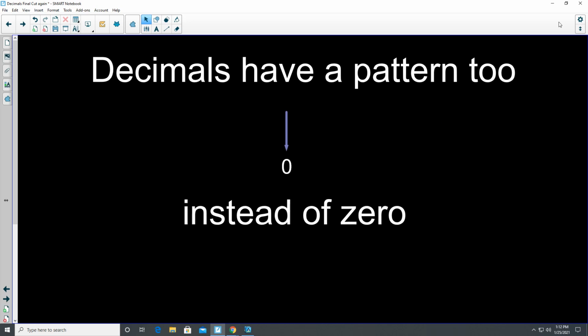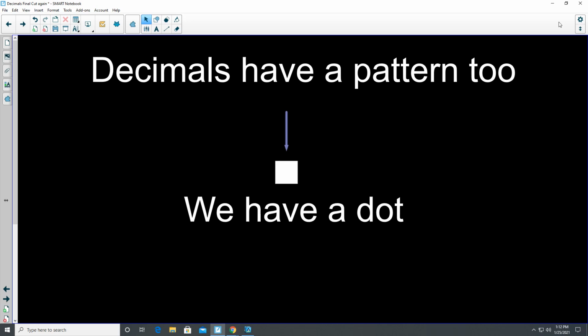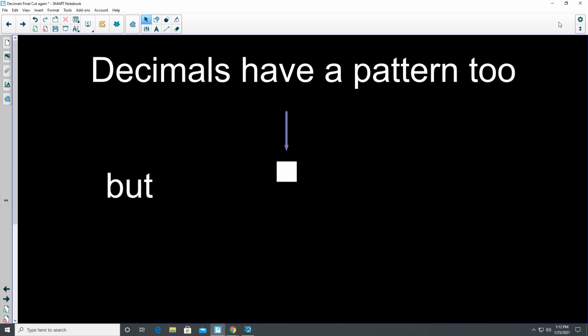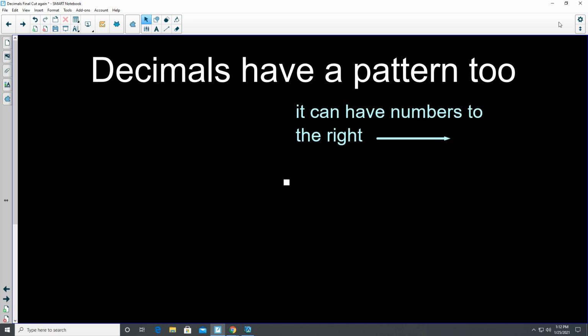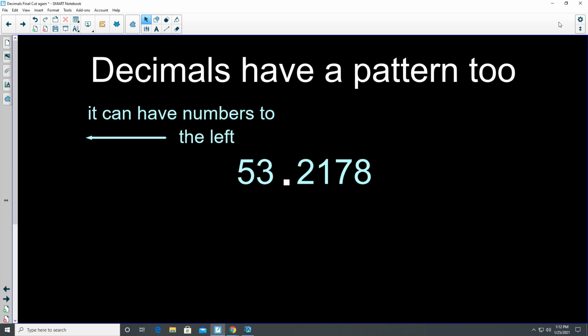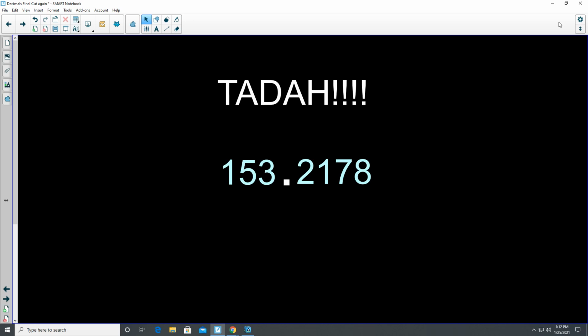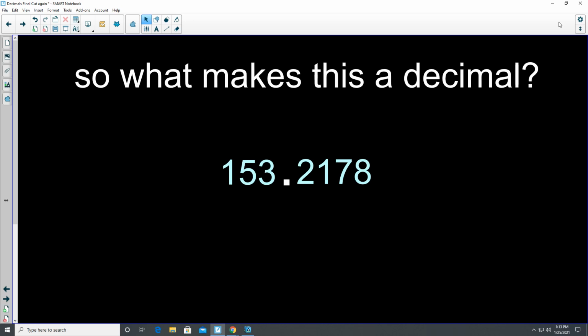Well, instead of zero being in the middle, we're going to have a dot, or period, or a decimal, or point, whatever you want to call this thing here. But it's really small. You still have numbers to the right, like these, and you can still have numbers to the left, like these. And there you have it. Ta-da! A decimal. So what makes this a decimal exactly?